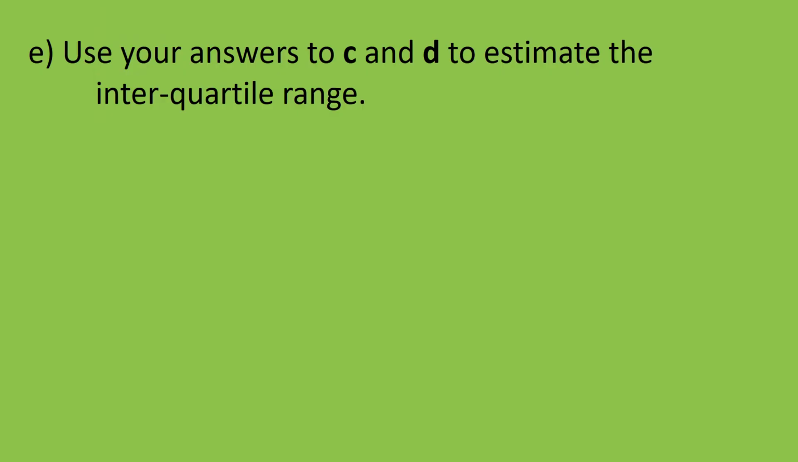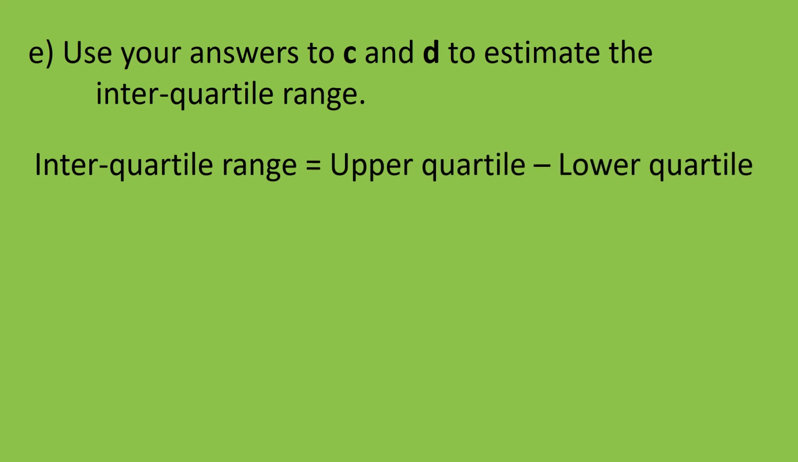Question E. Use your answers to C and D to estimate the interquartile range. Interquartile range means the difference between the upper quartile and lower quartile. Or in simple terms, interquartile range equals upper quartile minus lower quartile. Our upper quartile is 33 and our lower quartile is 22.5. So the difference between the two is 10.5 minutes, which gives us the interquartile range.